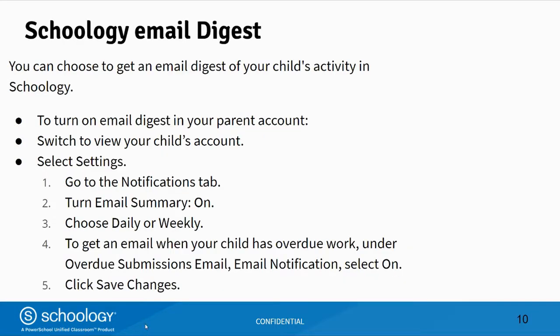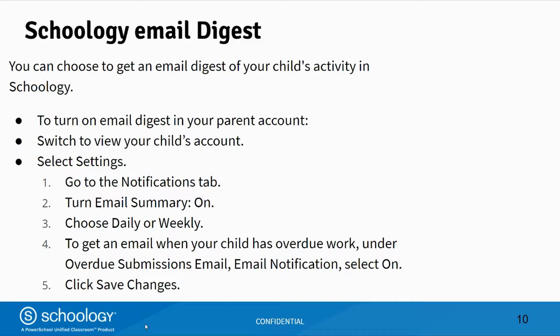Something else that you can get as part of Schoology is called an email digest. You can choose to see what the child's activities are in Schoology. To turn that email digest on for parent accounts, you're going to switch to the view of your child's account by clicking on your name in the top right-hand corner and then clicking on your student to access their view. From there, you're going to select settings.